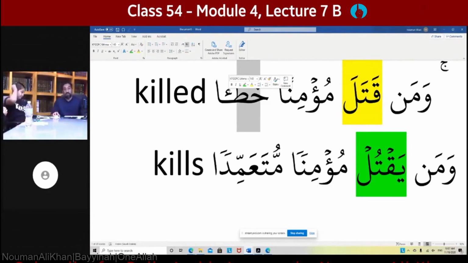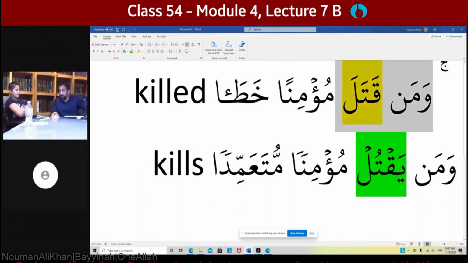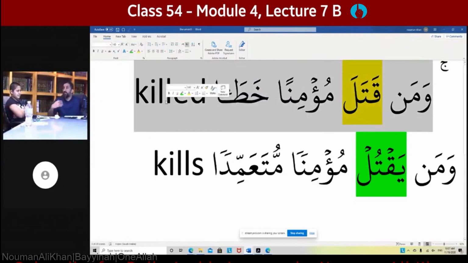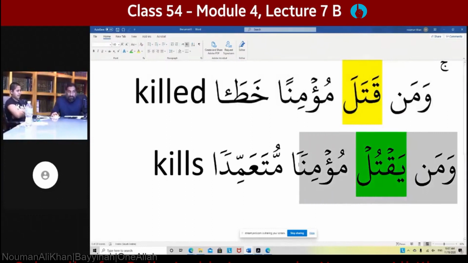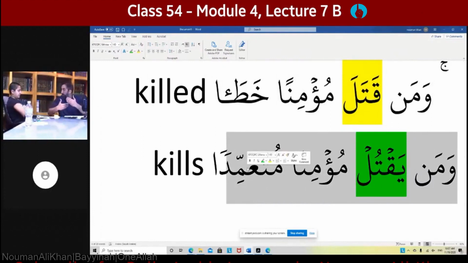Well, look at what Allah does. When He talks about somebody who killed someone by accident, He used the past tense, because in language, past tense refers to something that happens once. But when He talked about somebody who's going to kill on purpose, He used the present tense, because the present tense has in it the opportunity to do something continuously, to do it over and over again. So the switch from the past tense to the present tense can be the switch from something that happens once to something that happens multiple times. And the Quran does it.